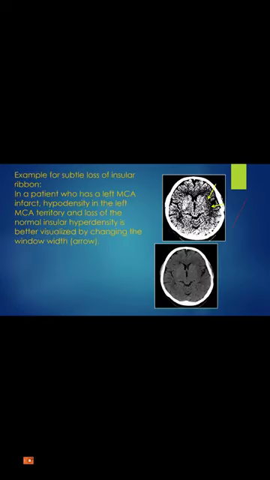Here's an example of subtle loss of the insular ribbon. If you do proper windowing and make the contrast high, then you are able to see the left MCA territory infarction, which may be subtle in the regular brain window.